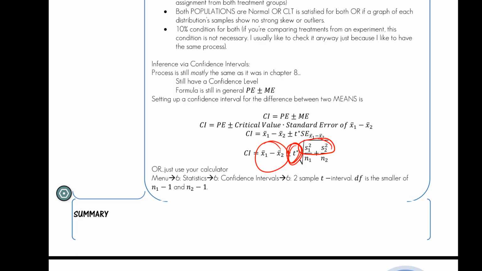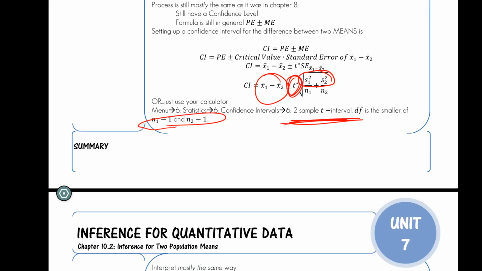Or you could just use your calculator. You're going to be doing a 2 sample t interval, and then everything else should be pretty straightforward. The degrees of freedom is always going to be the smaller of the two n minus 1s. So remember that you have n sub 1 from your first sample, from your first population, and then you have an n sub 2, your second sample from your second population. So to find your degrees of freedom, you always have to find both of those, okay?